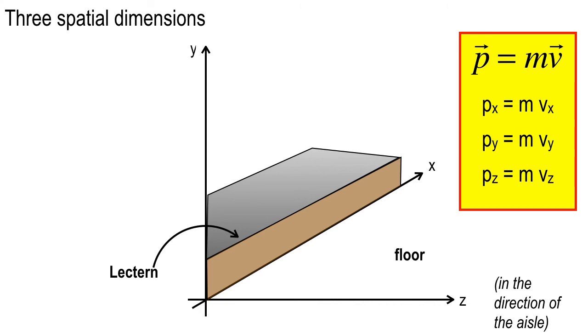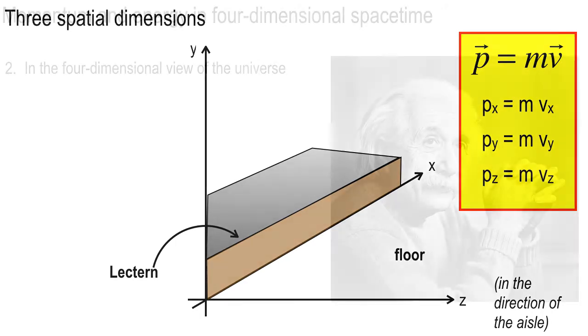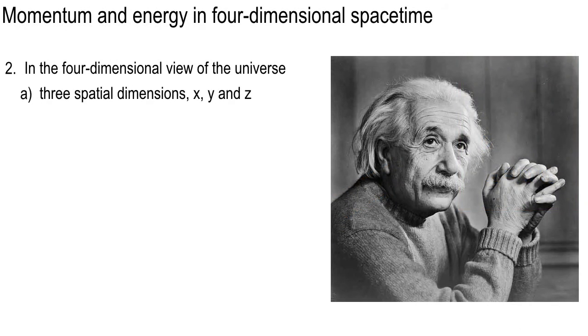And here's something else I want you to make a note of. The XYZ coordinates, those are geometric. PX, PY, PZ, those are dynamical. One is geometric, one is dynamical. Now, in four-dimensional space-time, we have the three spatial dimensions, and the fourth dimension is time, or as we would say it in precise terminology, the temporal dimension. I'm sure many of you have heard that time is the fourth dimension.